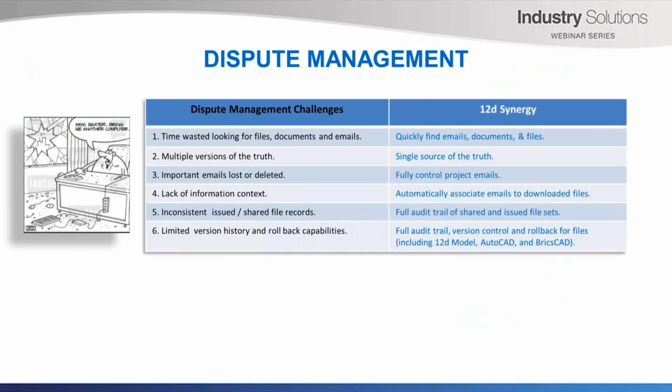In summary, 12D Synergy enables you to rapidly find emails, files, and documents, work with a single version of the truth, fully control all project emails, automatically associate downloaded attachments to emails, view a full audit trail of shared and issued file sets, and access a full version history for all files, including 12D Model Advanced Data Management folders. These capabilities should enable your company to more rapidly resolve disputes and avoid unnecessary dispute management costs.